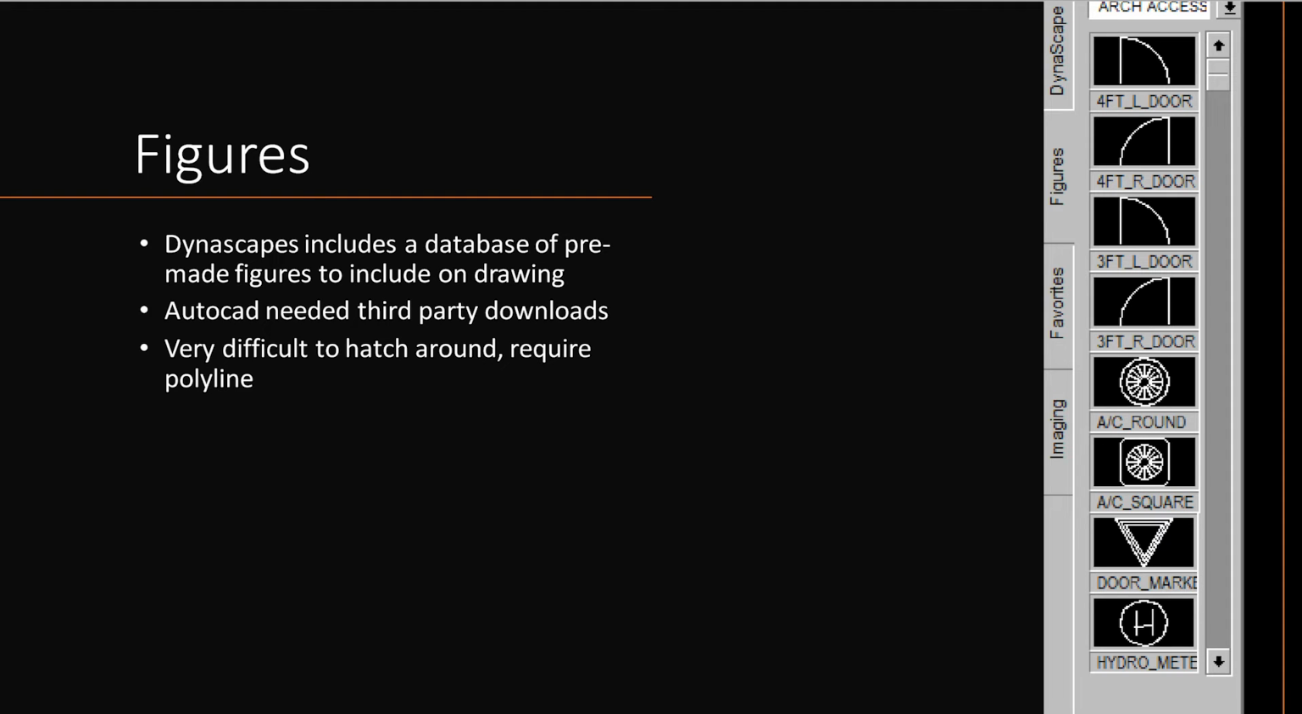Unlike AutoCAD, Dynascapes includes a library of pre-drawn figures which you can scroll through and select and put onto your drawing. To do this, go to the Figures tab and scroll through the selections of predetermined figures. In order to do this on AutoCAD, you would need to go to a third-party software and download the image onto your drawing. As stated earlier, sometimes you need to use the hatch tool around a figure in order to hatch around it because the Dynascapes software does not recognize the figure as a border.